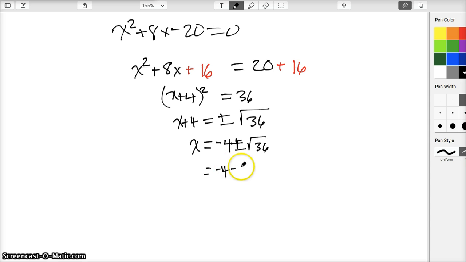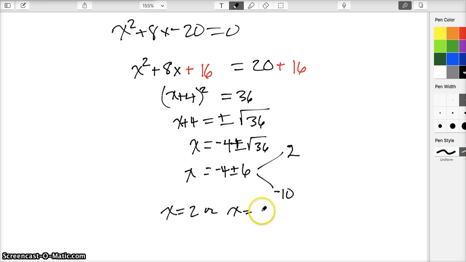Negative 4 plus or minus the square root of 36. Square root of 36 is 6. And look at this, I'm getting two normal answers, no radicals. The better way to say this is rational answers. I'm getting two rational answers, which lets me know I could have factored this. And you probably saw earlier that it was factorable. But let's go ahead and do the thing. Negative 4 plus a positive 6 is a positive 2. And negative 4 minus 6 is a negative 10. And those are my two answers for this problem. x is either equal to 2 or x is equal to negative 10.